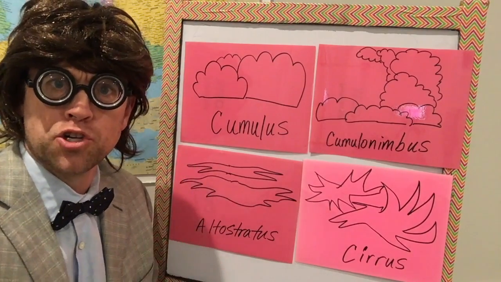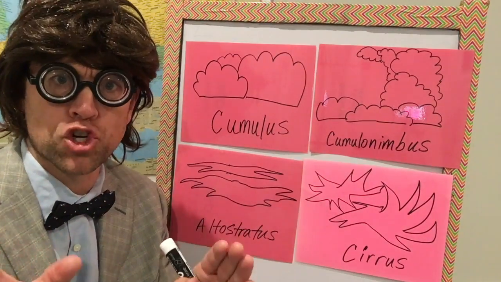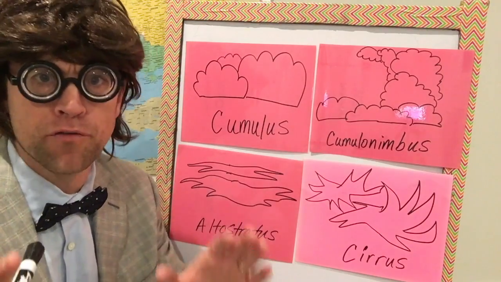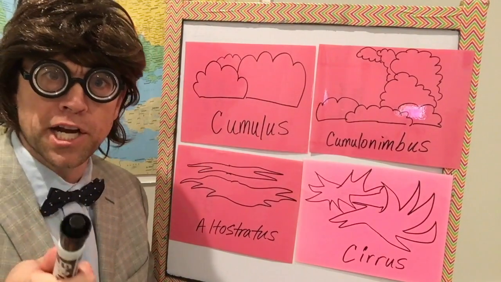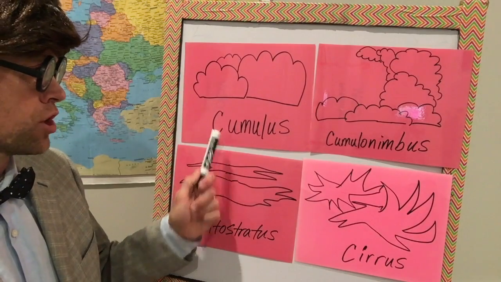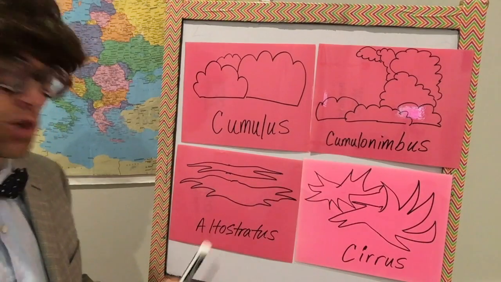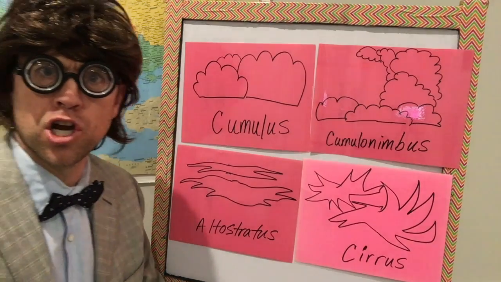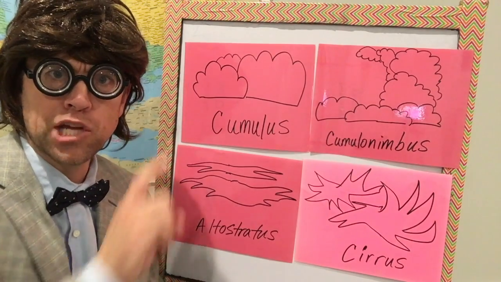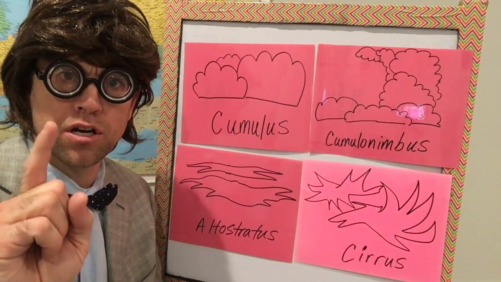Step number 1, determine your patient's cloud potential. Now, contrary to popular belief, all is not fair in love and Rome. So you've really got to nail down what are they experiencing. Is it a cumulus, a cumulonimbus, an altostratus, or a cirrus? You've got to have them commit to one of them. Each one of these deserves a different score.